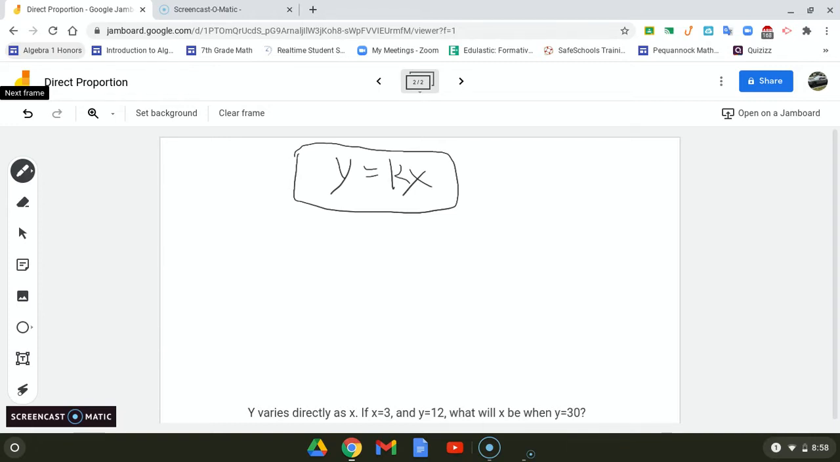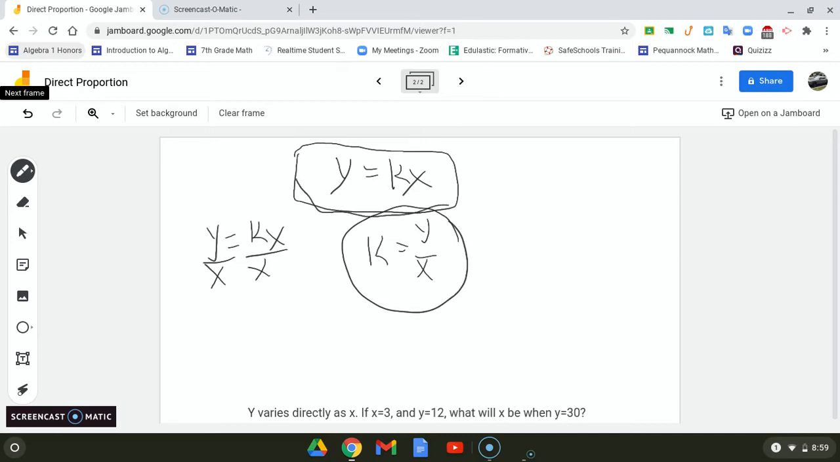There's also a direct proportion ratio where if we took our y is equal to kx and we divided both sides of the equation by x, we would find out that k, or the constant of proportionality, is equal to y over x. So we can use either this ratio or this equation to help us solve the problems as we go through.